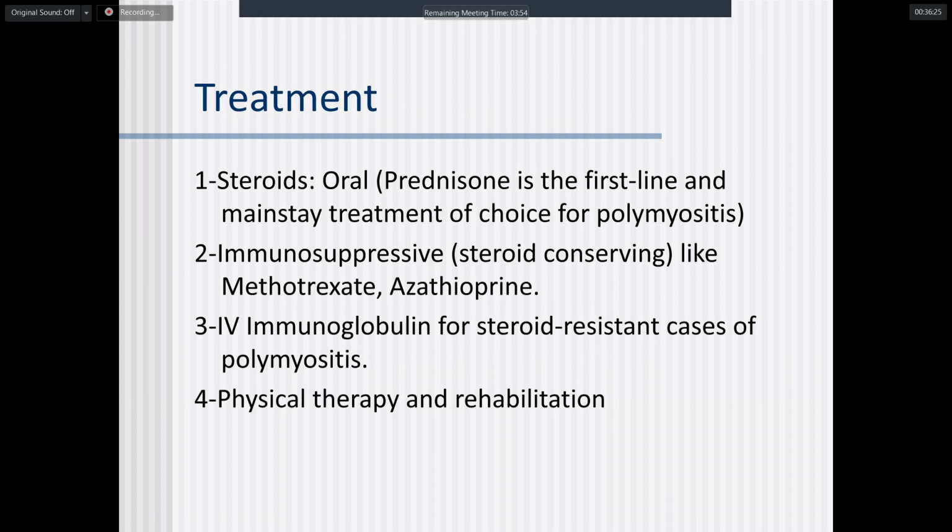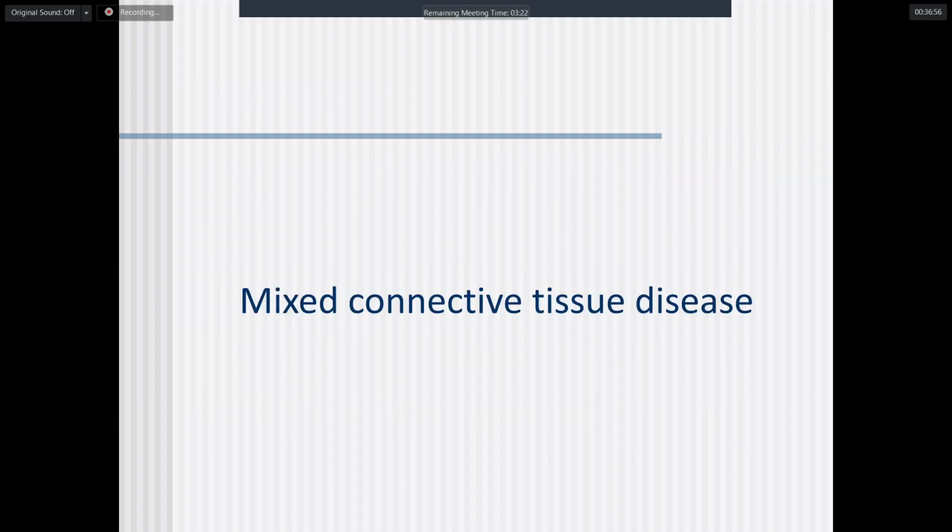The treatment almost زي lupus you need to use steroids. إذا كان في عندك oral manifestation immunosuppressive steroid-sparing agents like methotrexate, azathioprine. زي واحد صار عنده مثلا interstitial lung disease then you need to be aggressive with treatment. IV immunoglobulin for steroid resistant cases of polymyositis. بس هي يعني بالinpatient يعني واحد صار عنده flare بتستخدم له IV immunoglobulin والفيزيكال ثيرابي اند ريهابيليتيشن.